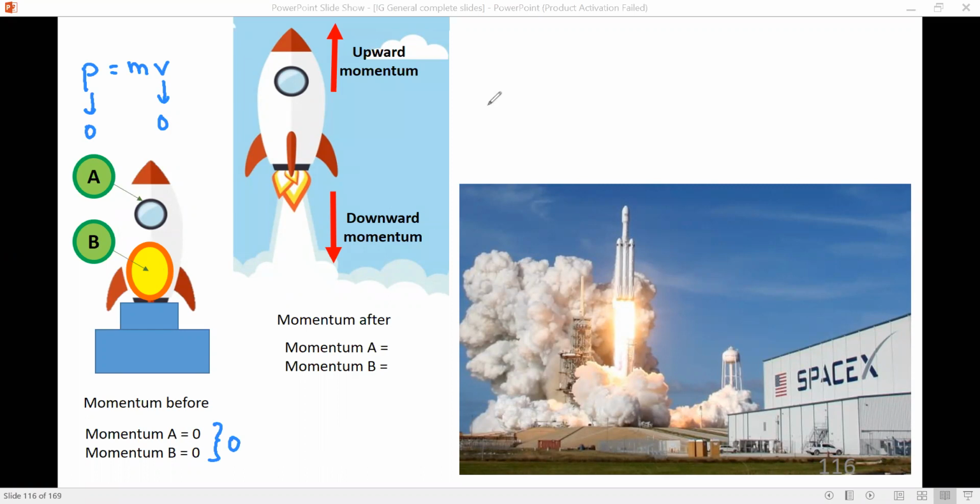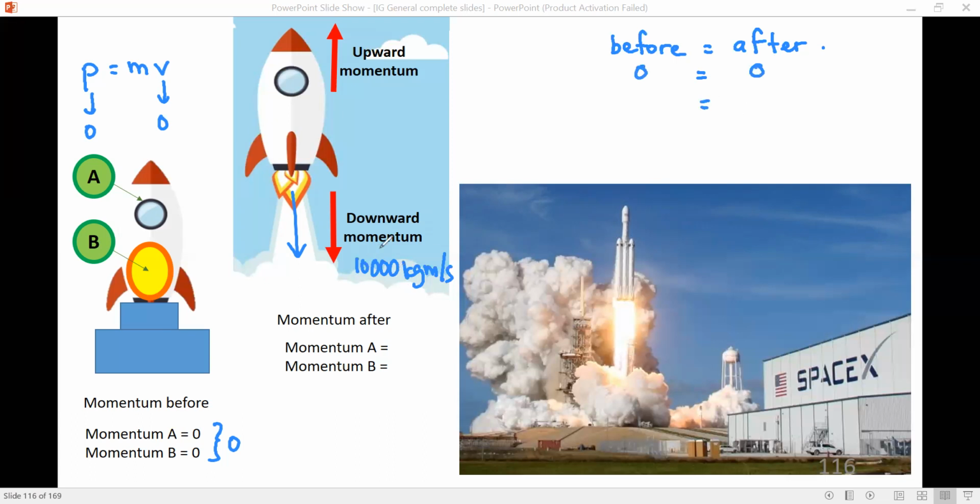Okay, now when there's a combustion inside the rocket, it will produce exhaust. When it produces exhaust, the rocket will move upwards. Why? Because there's a downward momentum. Let's say the downward momentum is 10,000 kg m/s. We have to come back to the principle of conservation of momentum, where total momentum before is equal to total momentum after. Before is 0, so after also has to be 0.